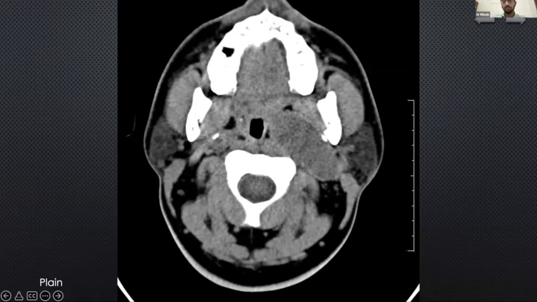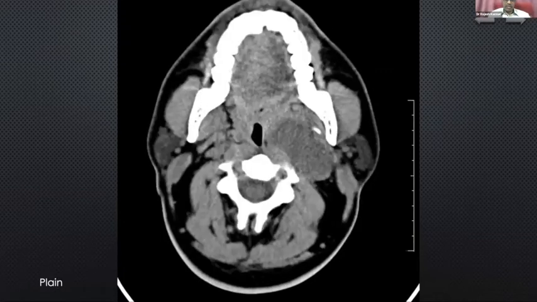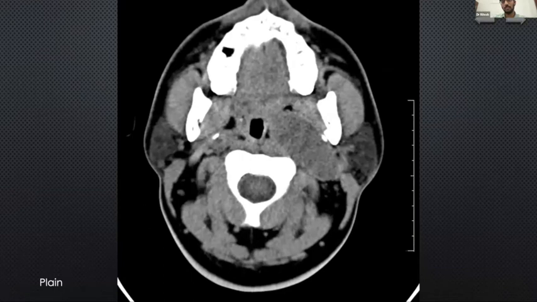What are the other conditions? A nodal mass, a vascular mass, sir, and vascular origin. Then even infectious causes, and also a branchial cyst is a possibility. This is showing a fluid attenuation. What else is possible?